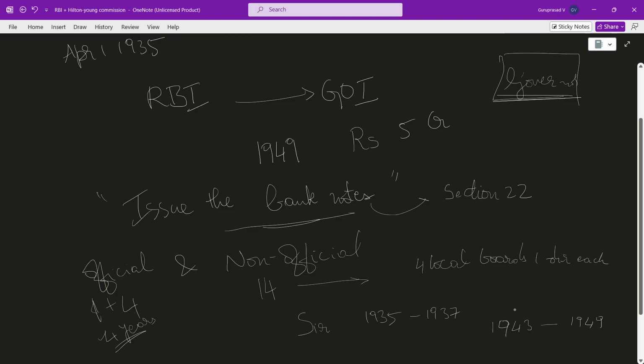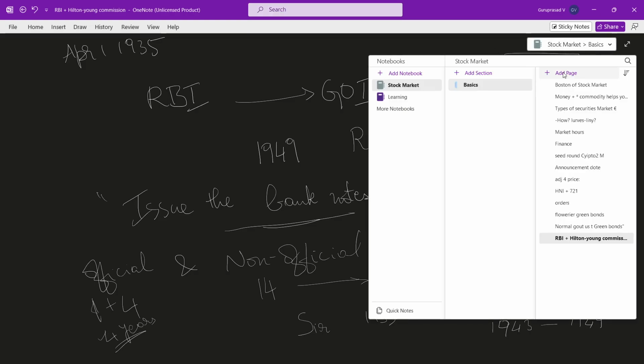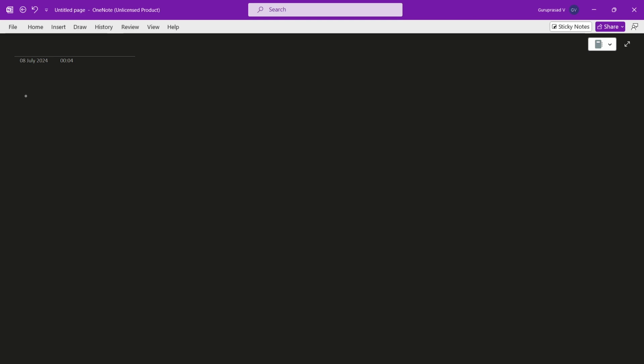Manmohan Singh, who worked in the mid 80s, is the only governor who later became the prime minister. He was the RBI governor and also became the prime minister. M. Narasimhan, famously known for the Narasimhan Committee, is the only person who was internally promoted to be the governor.